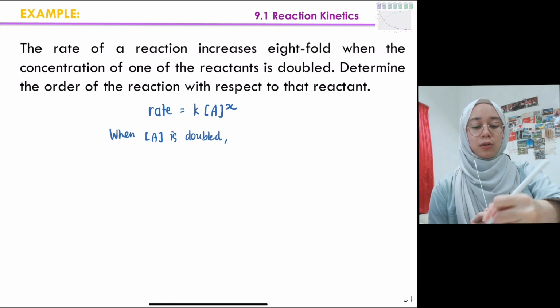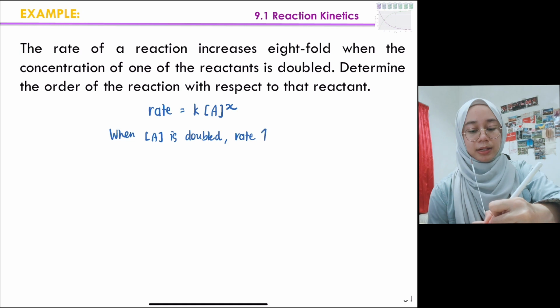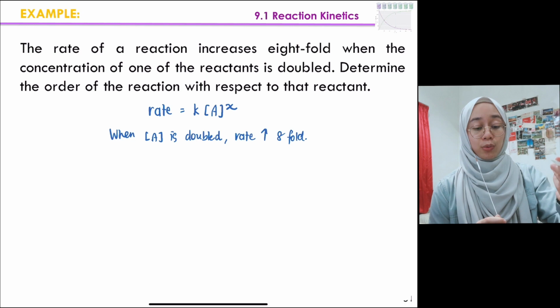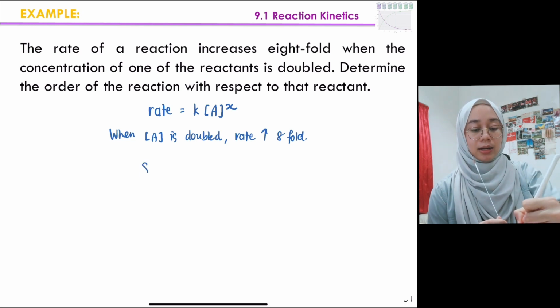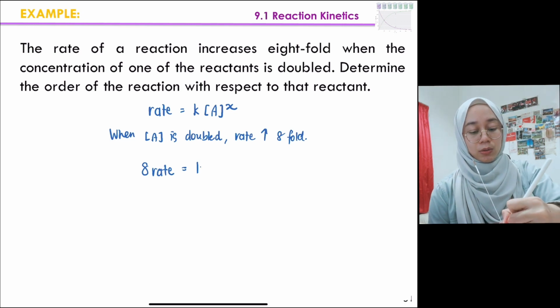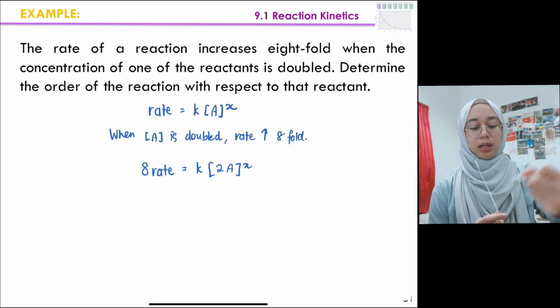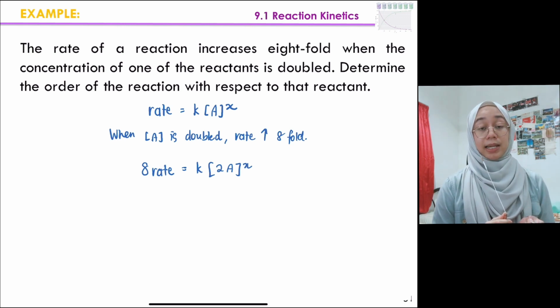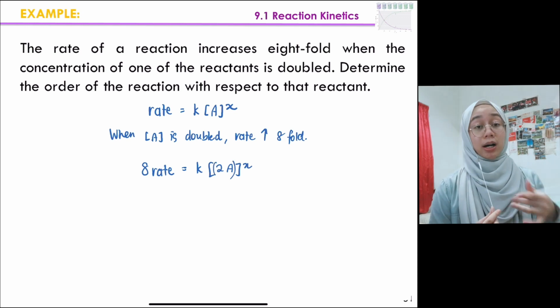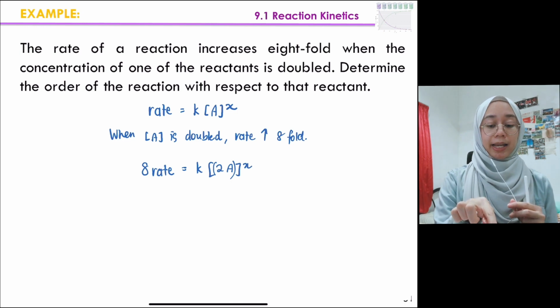Okay, so rate increases 8-fold. Bermaksud rate yang baru yang kamu ada sekarang ni adalah 8 kali ganda. So Miss letak 8 rate kat situ equals to apabila concentration of A ni adalah meningkat sebanyak 2 kali. Okay, so masih lagi X kat situ. So Miss nak bawa keluar lah kita punya 2 keluar sebab Miss nak kaitkan dengan yang bahagian atas ni.